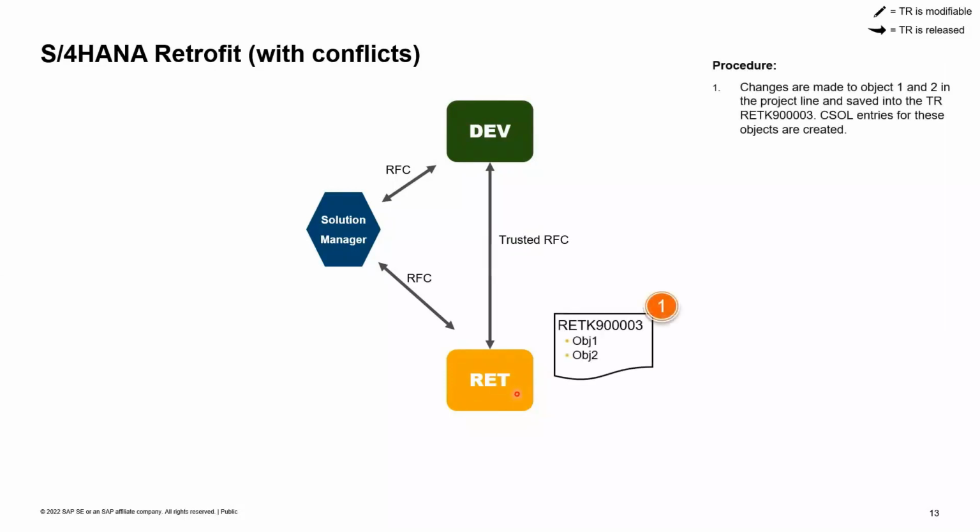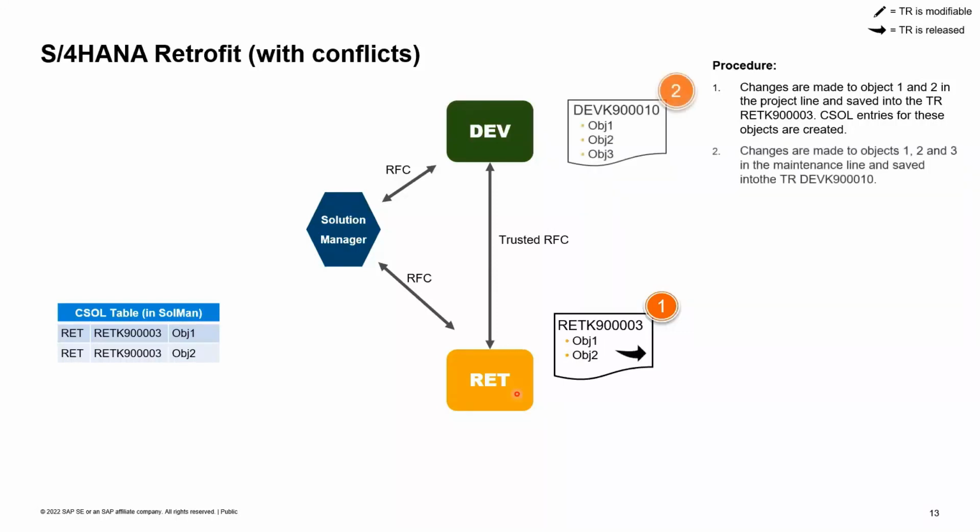At the beginning, we are creating a change. And we have one transport request with a number 3 at the end. We have object 1, we have object 2. And based on that, there is a mechanism, called cross-system object log, CSOL, which will be created at this point in time when you save the objects to the transport request. So this will be registered as part of the solution manager product and the solution manager tool. And therefore, we track all the changes here exactly based on the objects.